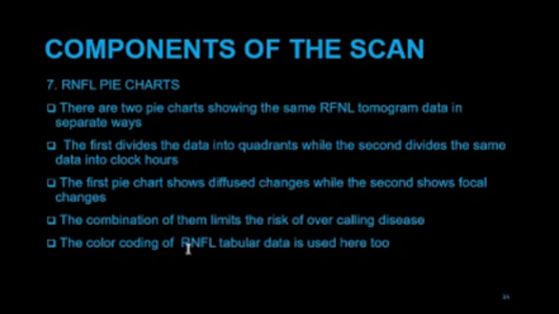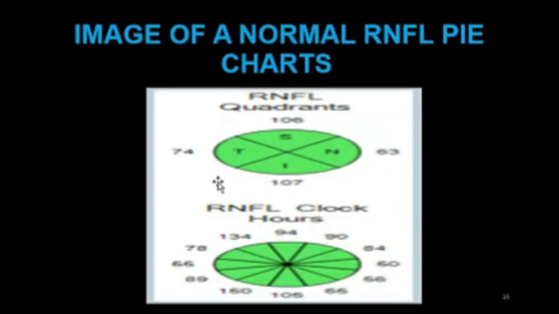The color coding of the RNFL tabular data is also used here. So this is what I mean. Now, this is the first pie chart. It divides it into 4 quadrants. This is the superior, inferior, temporal, and nasal. And then you can see some numbers around it. Here is 106 for the superior, 63 for the nasal, 107 for the inferior, 74 for the temporal.